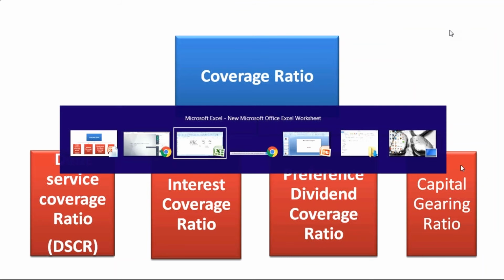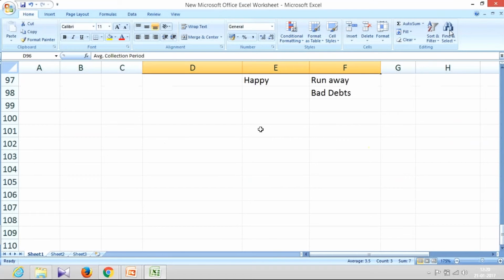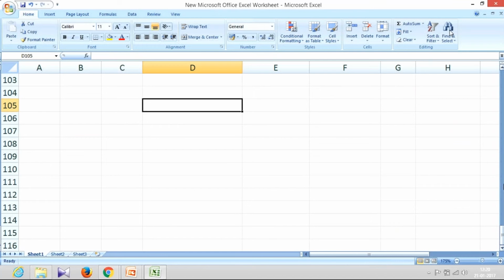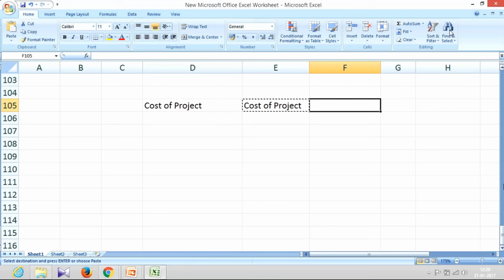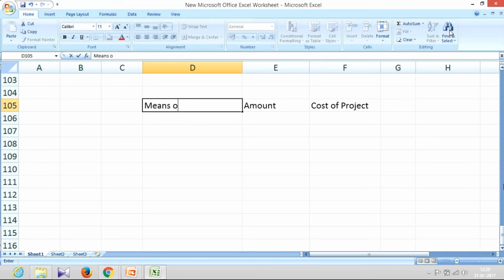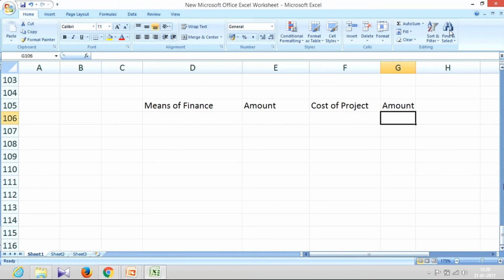Now, how to understand this debt service coverage ratio? Let me take you through an example. Let's say you are going to approach a bank for taking up a project. So let me give you the cost of project and means of finance.